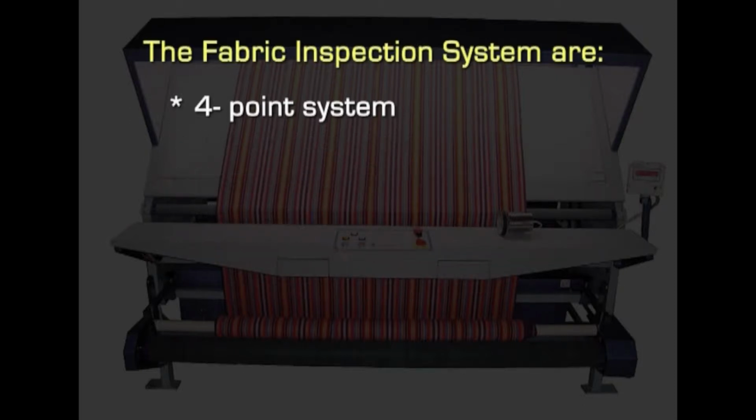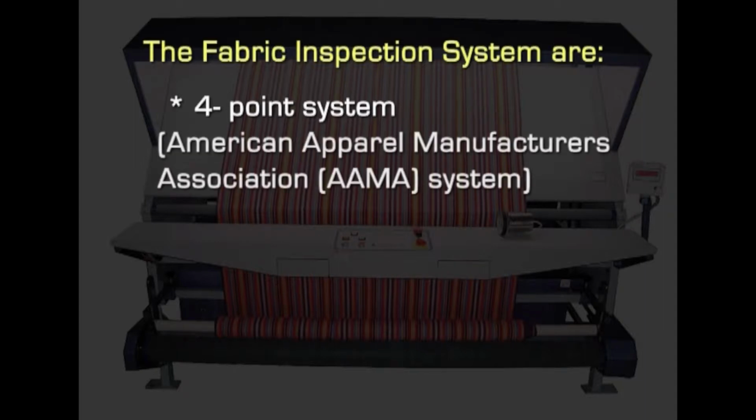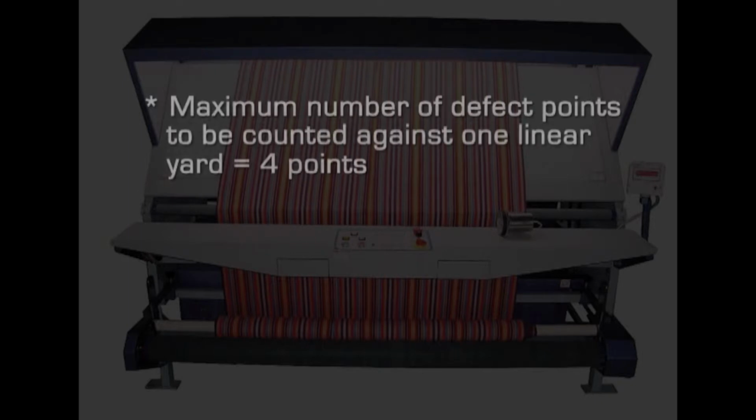The 4-point system is also called the American Apparel Manufacturers Association AAMA system of determining fabric quality, which is widely used for grading fabrics. The aspects of this system are that the maximum number of defect points to be counted against one linear yard is equal to 4 points. That means the fabric is graded regardless of the end product. A defect point is not a consistent unit of measure. This system makes no provision for the probability of minor defects causing seconds.